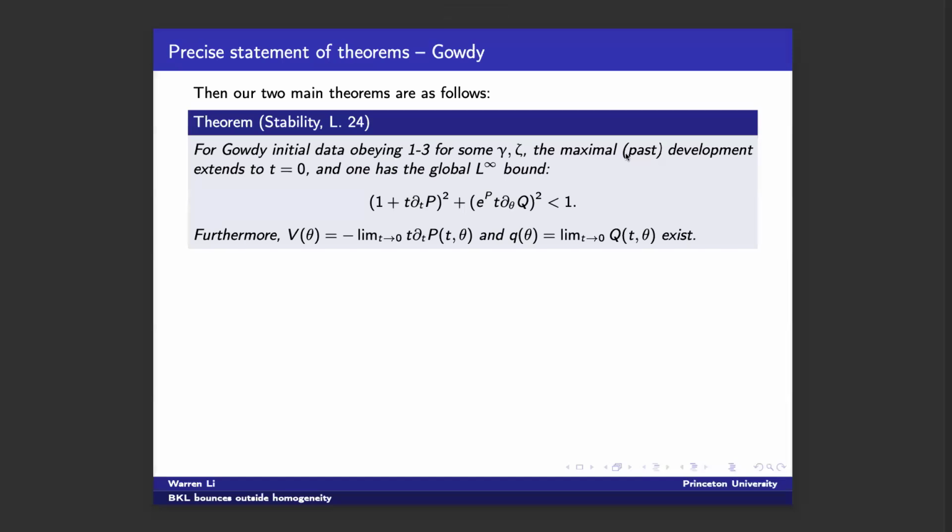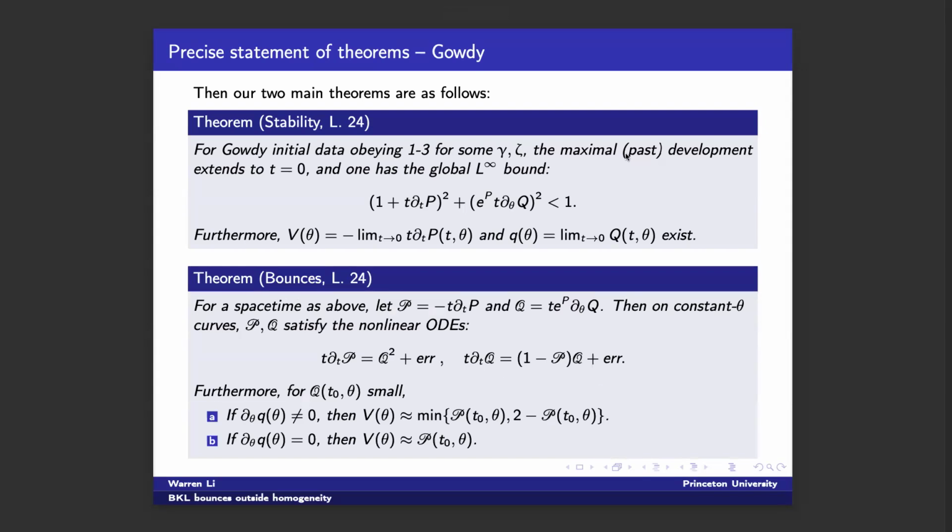So what are the things I say? Firstly, if I solve all the way towards the past, then I can propagate those elements. And as a result of this, you can say that this B theta actually exists for all data satisfying those assumptions, and also this level Q as well. But that's one thing. The other thing is that we actually do see these bounces.